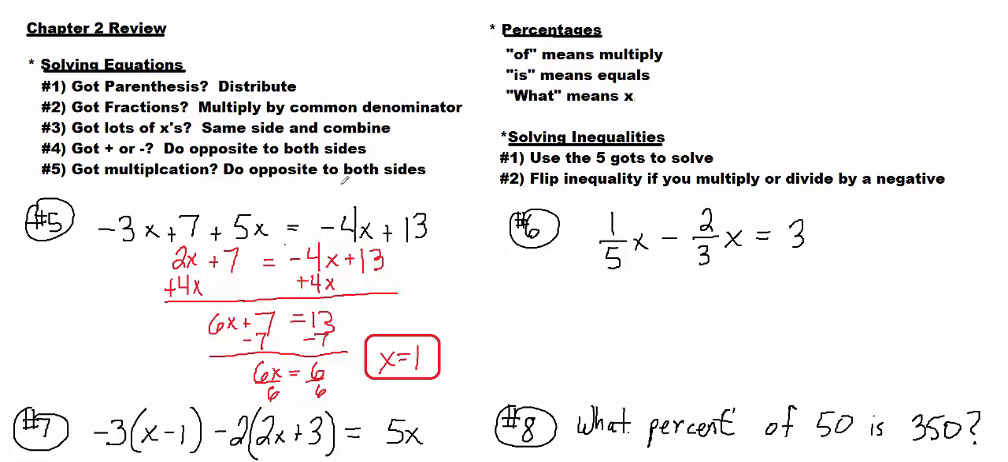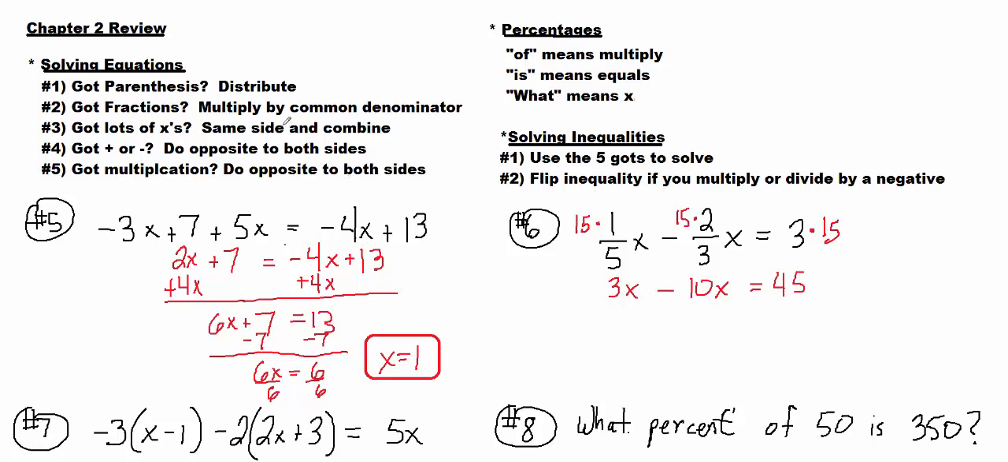On number 6, we're going to go down the 5 GOTs. Do we got parentheses? Nope. Do we got fractions? Yeah. So in this problem, we're going to need to multiply everything by the common denominator. So we've got a 5 and a 3. The common denominator would be 15. I multiply by 15, multiply by 15, multiply by 15. We're multiplying all the tops by 15. Now, if you're bad with fractions, this is a good time to take out your calculator. Or you can do it by hand, whatever you want to do. 15 times 1 is 15, divided by 5 is 3, so that's 3x. Minus 15 times 2, that's 30. 30 divided by 3, that's 10. And then 3 times 15, that's 45.